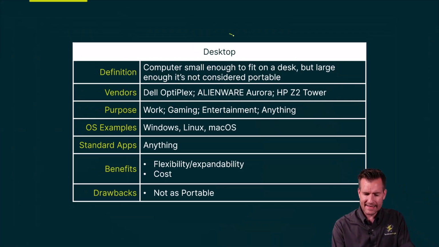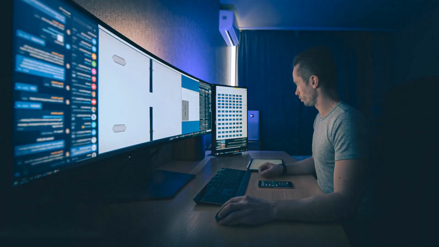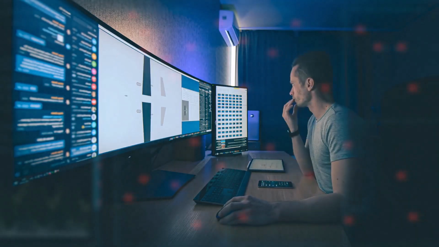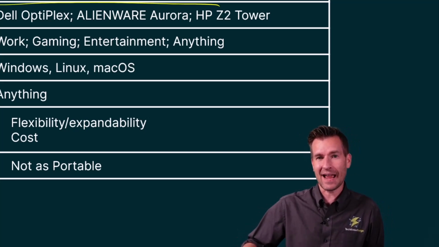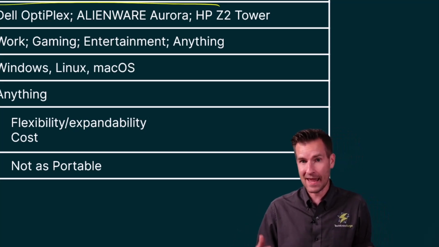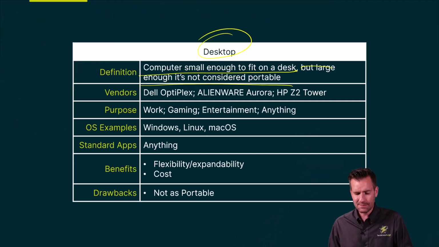So what is a desktop then? Well, a desktop is a computer small enough to fit on a desk, but it's large enough that it's not really considered portable. Although I've seen my kids hauling their desktops out the door so that they can go gaming at somebody's house. But generally speaking, it's not really considered to be portable. So some examples of this would be like the Dell Optiplex, the Alienware Aurora, HP Z2 Tower.